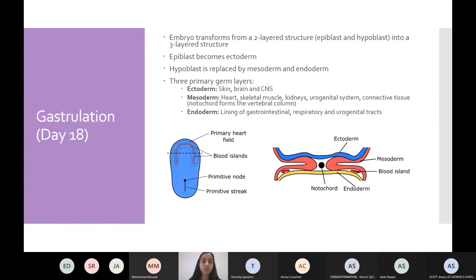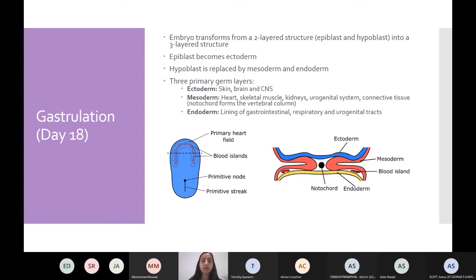So essentially what we're talking about is the process of gastrulation. So at around 17 days after fertilization, a band of cells migrates from the epiblast and forms a linear band called the primitive streak, which we've got here. And then gastrulation starts from this. So basically we go from that 2-layer structure, which we talked about earlier, into a 3-layer structure. So the epiblast becomes the ectoderm, and then the hypoblast becomes the mesoderm and the endoderm.